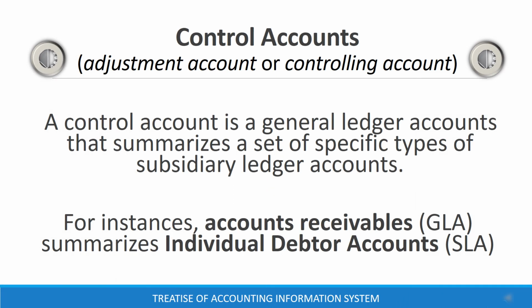Control accounts are also known as adjustment accounts or controlling accounts. A control account is a general ledger account that summarizes a set of specific types of subsidiary ledger accounts. An example of a control account is accounts receivable, which is a general ledger account that summarizes individual debtors' accounts in the debtors' subsidiary ledger.